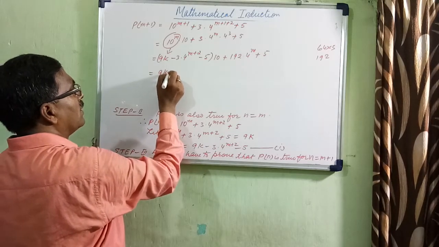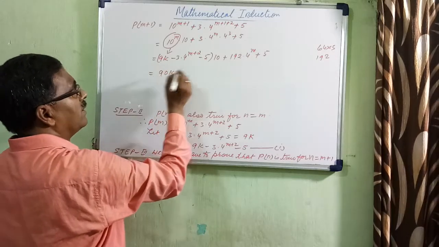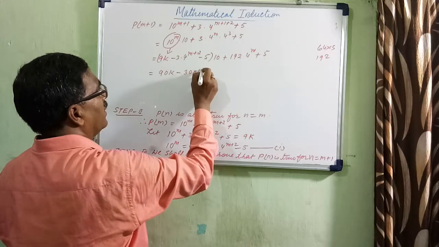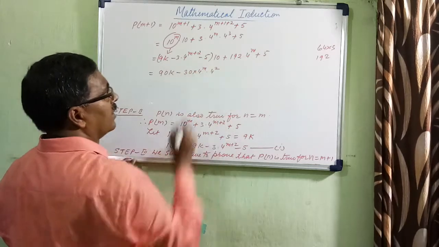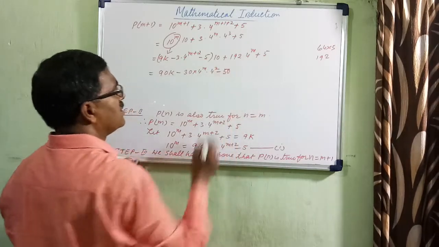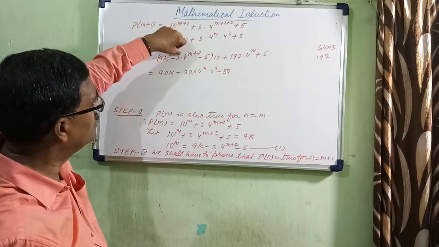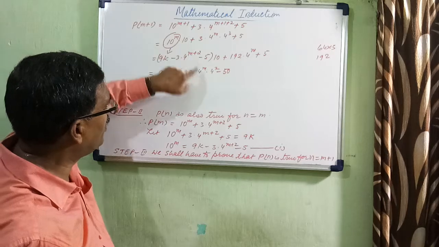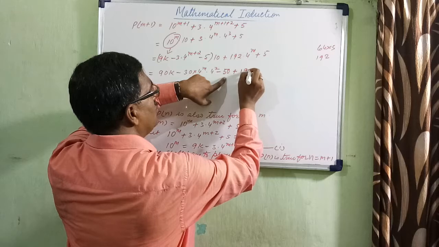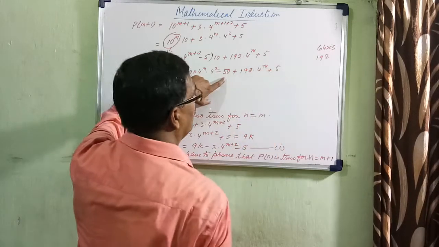9k into 10, that means you can directly write 90k, 10 3 is 30 into 4 to the power m into 4 square minus 50. See, look at here, 9k into 10, 90k, 3 into 10, 30, and 4 to the power m into 4 square, and plus 192 into 4 to the power m plus 5.